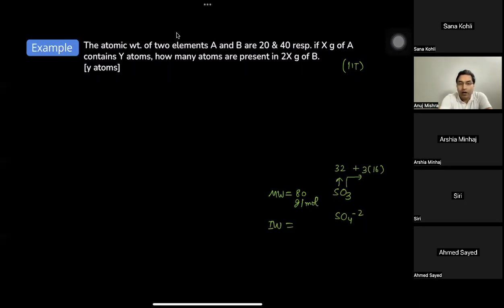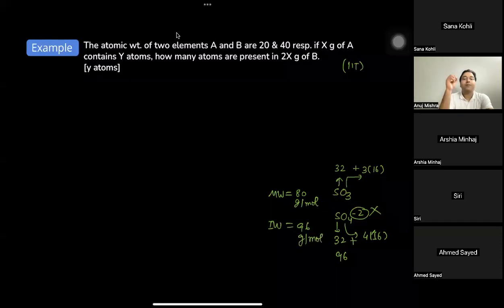That gives you clarity. And the second part, sulfur, 32. Oxygen, 4 times 16. The 2- charge, ignore. What is the answer? 96. So 96 gram per mole. Clear? This is the way we solve.